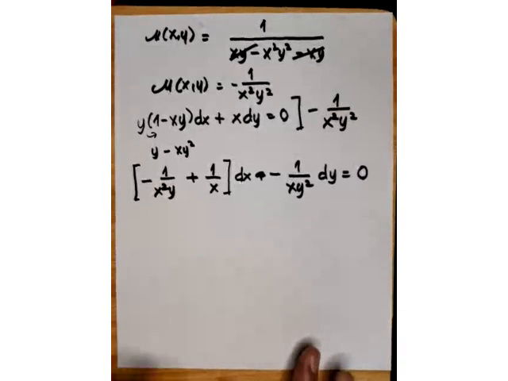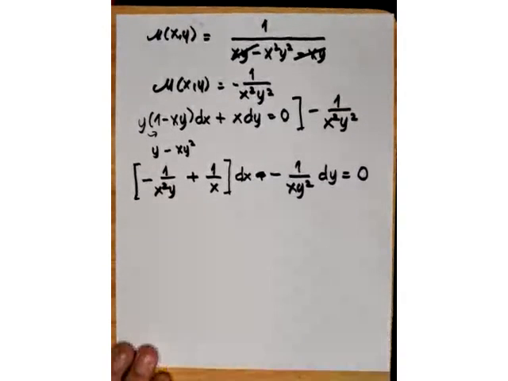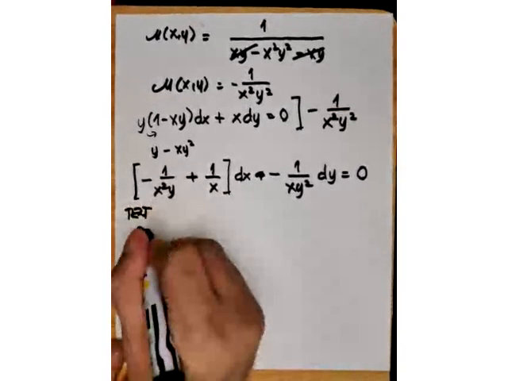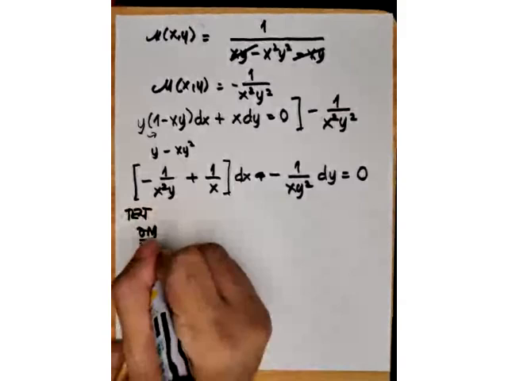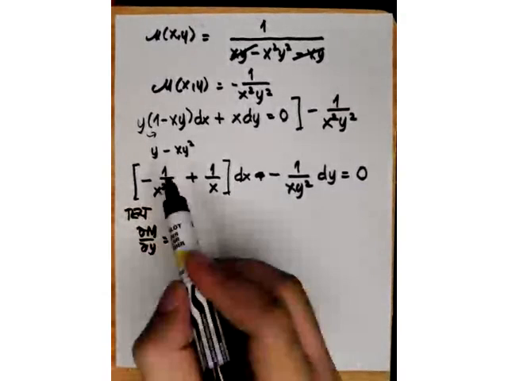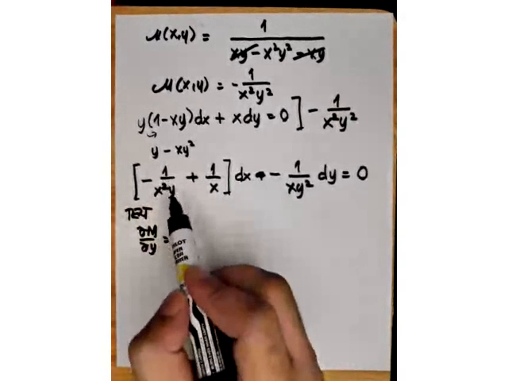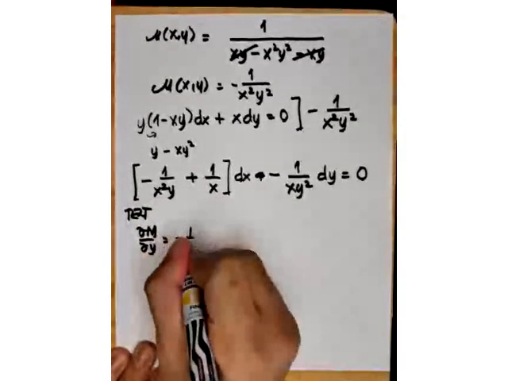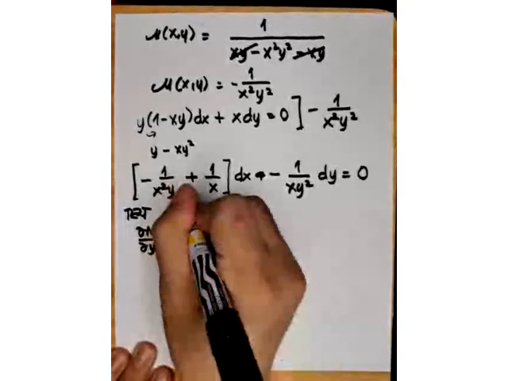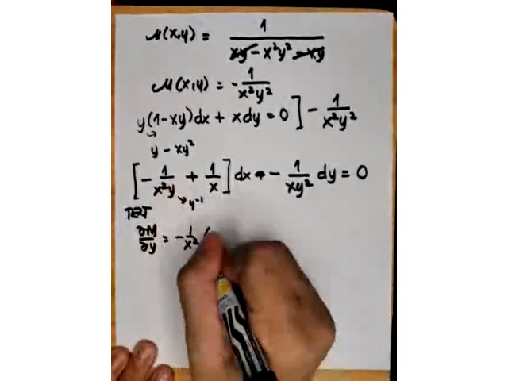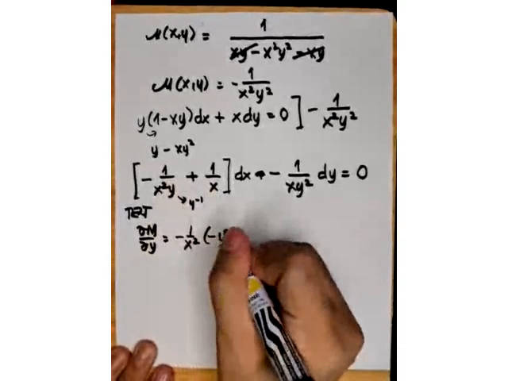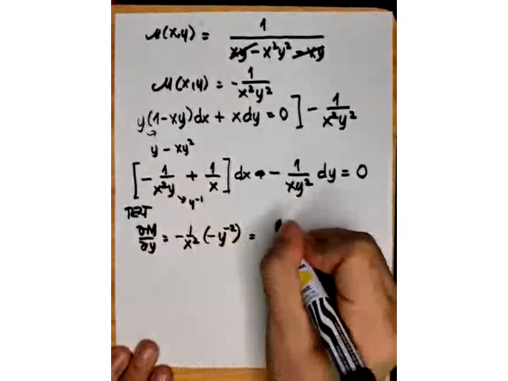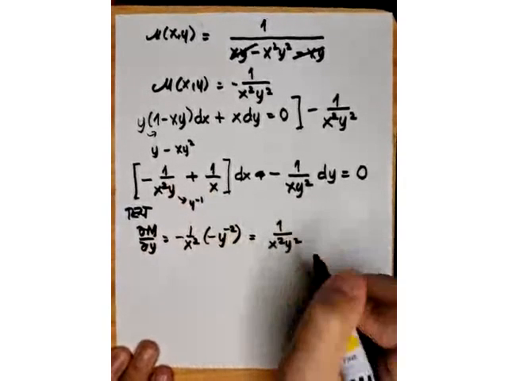Okay? So after multiplying the integrating factor, let's test again for exactness. Let's get the partial derivative of M with respect to y. How do we differentiate this? We take out the 1 and differentiate y raised to negative 1, so times negative y raised to negative 2. If you simplify this, it is 1 over x squared y squared.